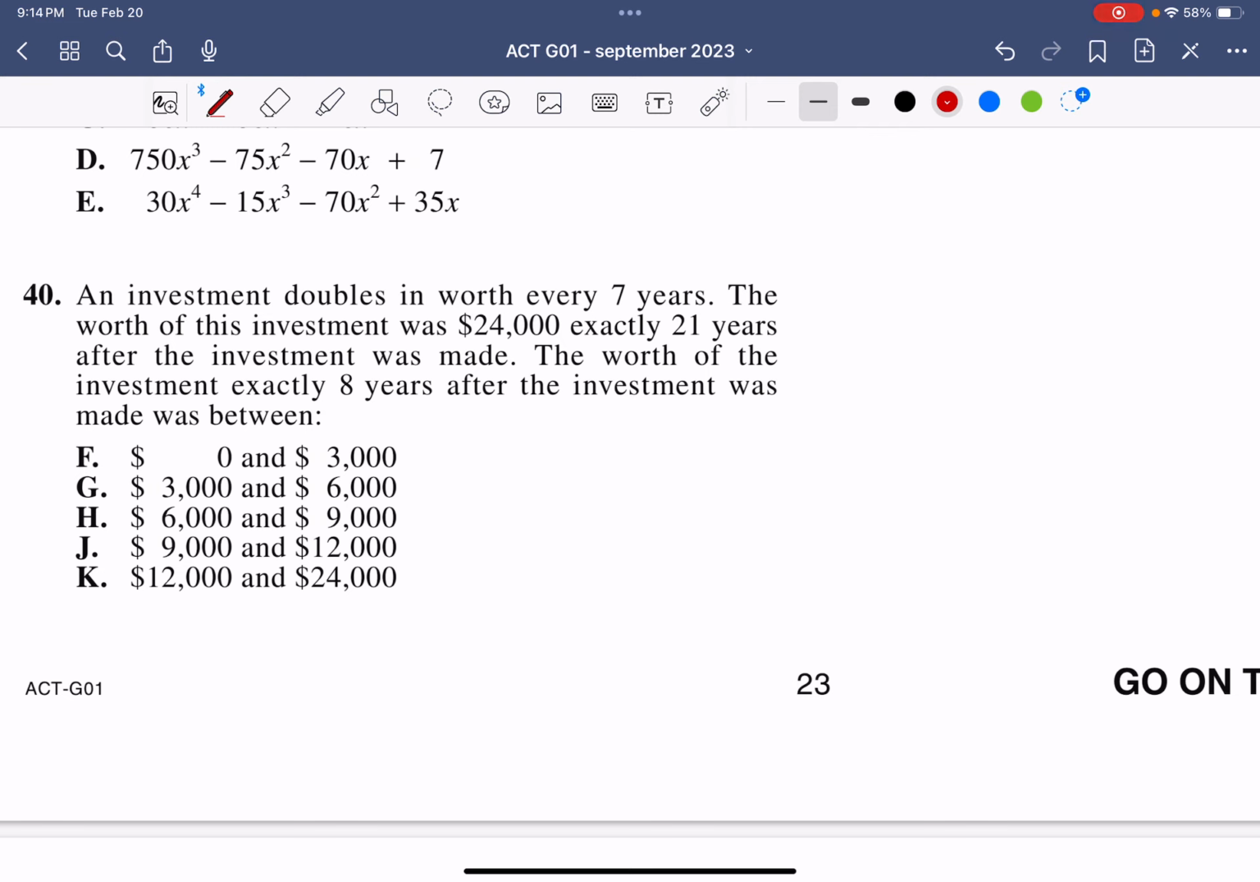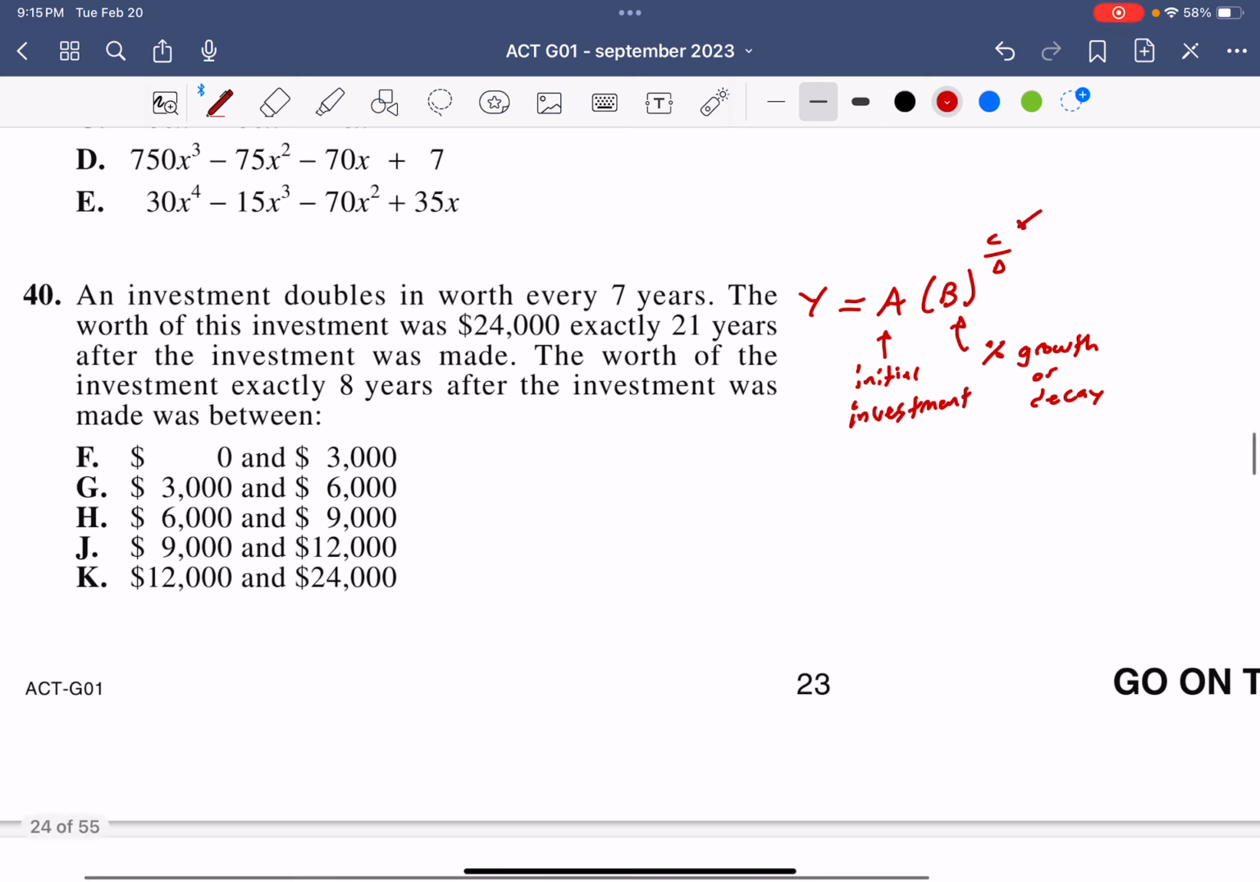So this is an exponential function, and those have this general formula. So that's your initial investment. This is your percent growth or decay. Sometimes it's given as a decimal, sometimes it is given as an integer. The C is just time, how much time goes by.